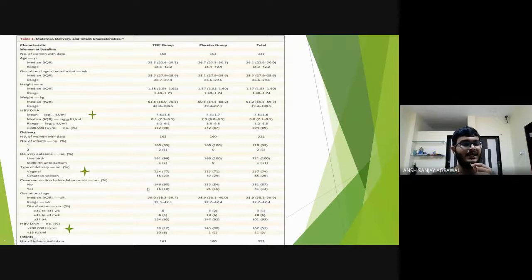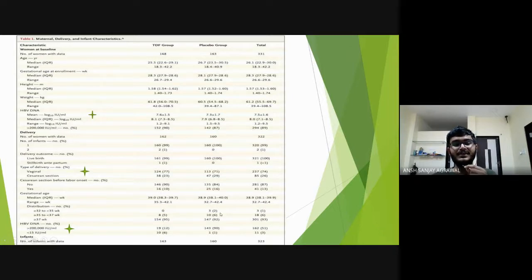So vaginal deliveries were in the majority. Lastly, on this page, please look at the HBV DNA levels of the women at delivery time, and you will see that there is a drastic difference between the TDF group and the placebo group. In the TDF group, 12% have greater than 200,000 IU per ml HBV levels, and in the placebo group, it's 90% who still have greater than 200,000 IU per ml.